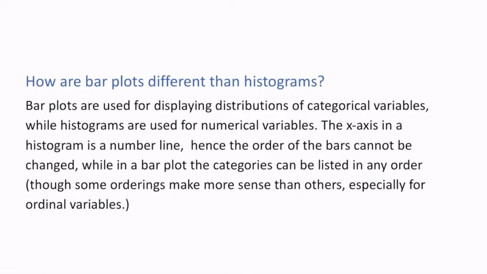Bar plots are used for displaying distributions of categorical variables, while histograms are used for numerical variables. The x-axis in a histogram is a number line, so the order of the bars cannot be changed. In a bar plot, the categories can be listed in any order, although some orderings make more sense than others. If your categories are grade levels, 5th, 6th, 7th, 8th, 9th, 10th, right? There's an implied order there, even though that's a categorical variable. So you would not want to just put those in any random order.